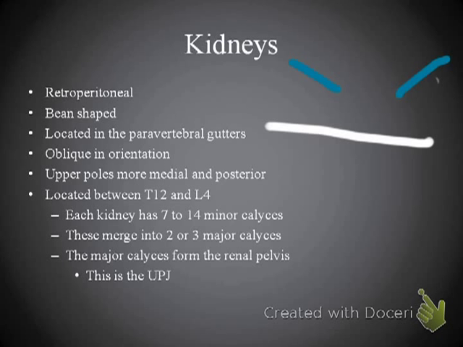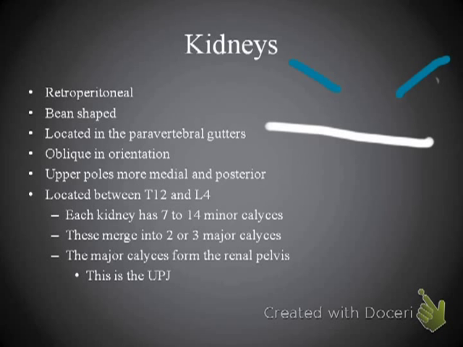The upper poles are more medial and posterior. They're located between T12 and L4. There is no given position that they're going to begin at T12. Sometimes they begin at L1, but usually they're ending by L4.